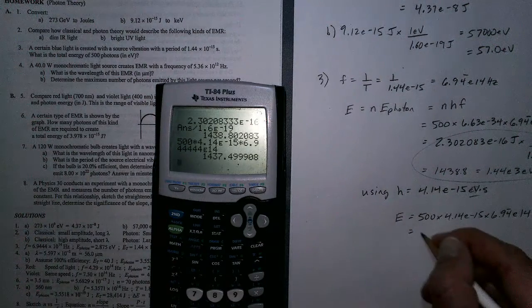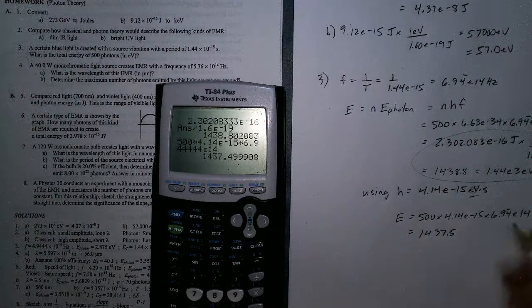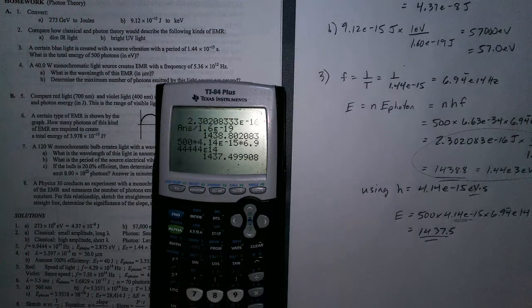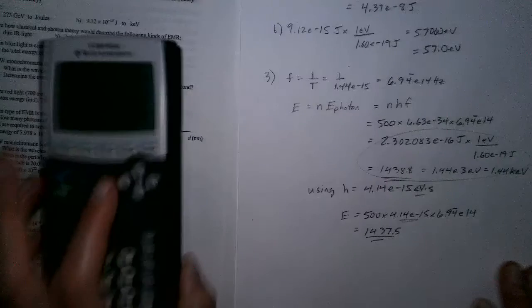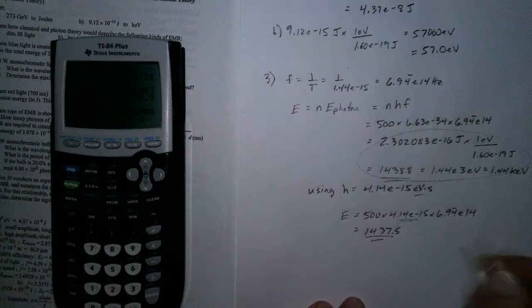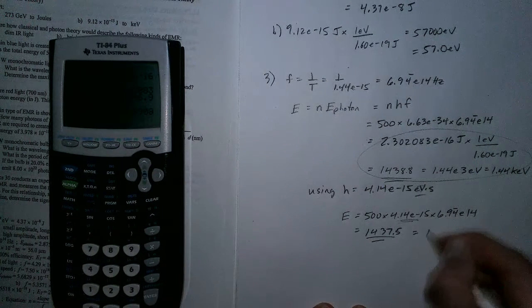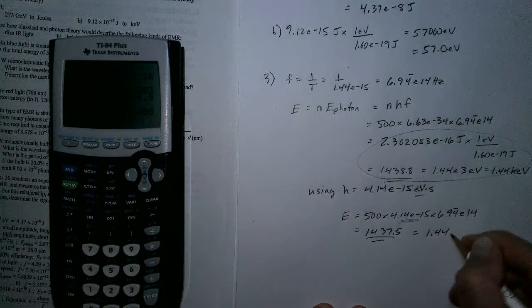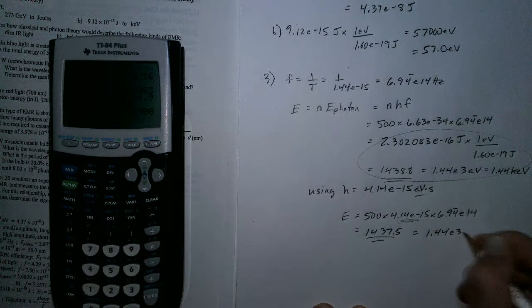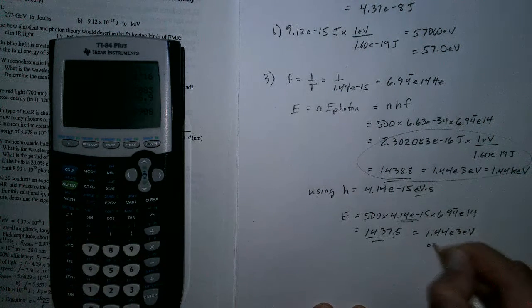You see you get the same answer. You get 1437.5, which is pretty close to this. Obviously, with using 3 significant digits there, you can see that there'll be a slightly different answer. Okay. Oh, it's shifted off there. Sorry about that. And so I get still 1.44 times 10 to the third eV, or 1.44 keV.